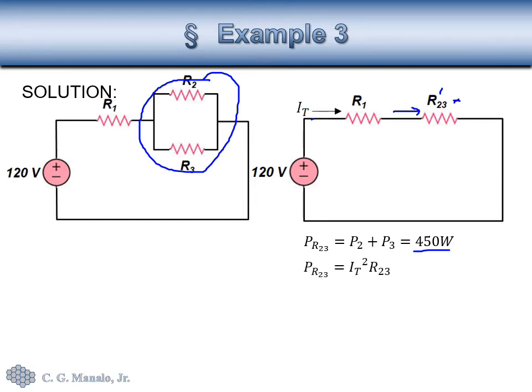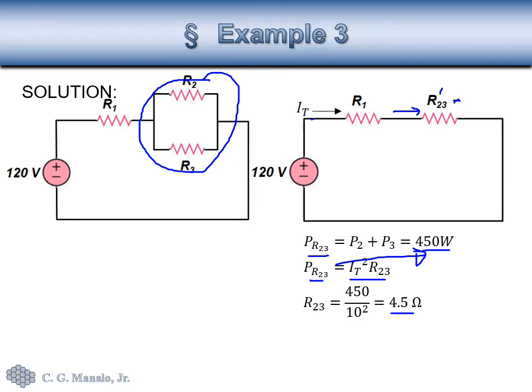Now take note also that the current that passes through this equivalent resistance R23 is also I sub T, and therefore we can express this power in terms of the current, which gives us I sub T squared R23. And since this is equal to 450, and I sub T is already given, we can compute the value of the resistance R23, and that will give us 4.5 ohms.